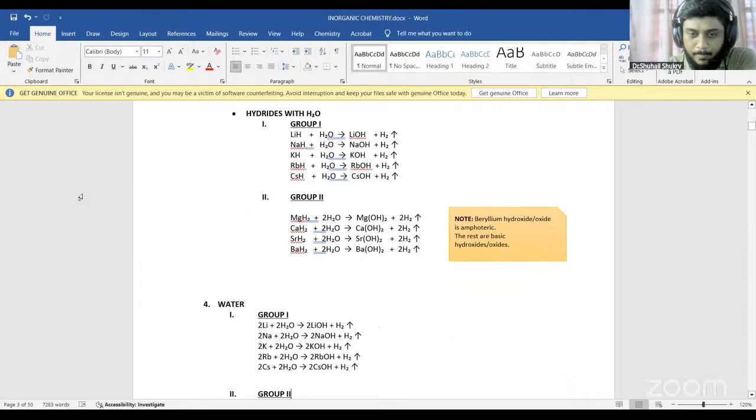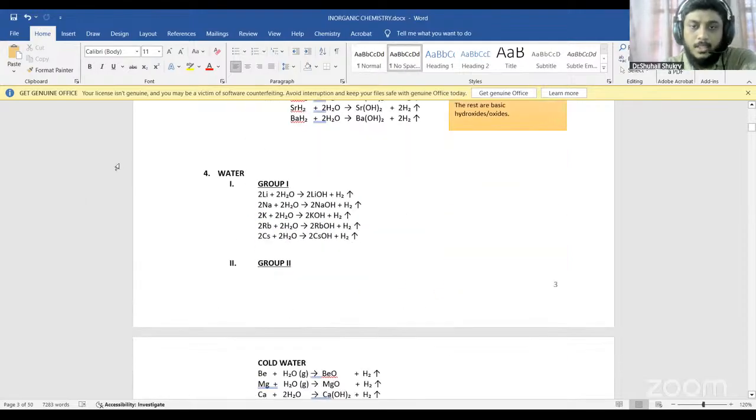Now see water. When you put lithium with water, it will be lithium hydroxide and hydrogen. Sodium and water becomes sodium hydroxide and hydrogen. Any metal with water produces hydroxide and hydrogen. Group 1, all the metals will react with water and produce hydroxide and hydrogen.